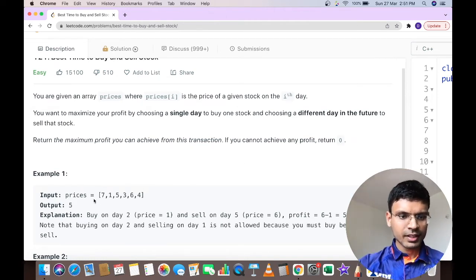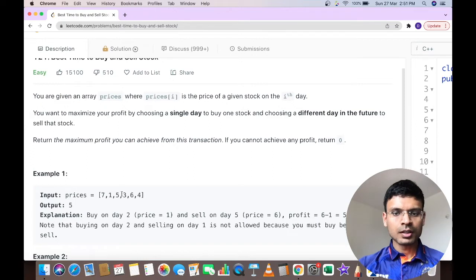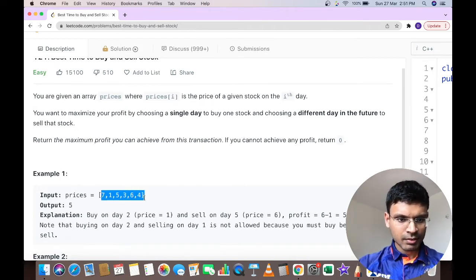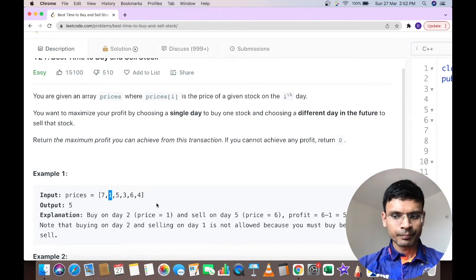Okay, so here we are given an array and each array element denotes the price of the stock on that particular day, and we have to maximize our profit, and we can buy a stock and sell a stock only once, right? So here this is the array 7 1 5 6 4. What is the maximum profit we can make? If we buy a stock on a day when the price is 1 and sell the stock when the price is 6, 6 minus 1 is the difference which we are earning. So 5 is the answer we have to return.